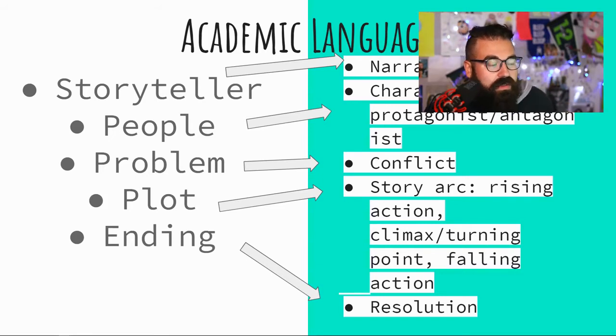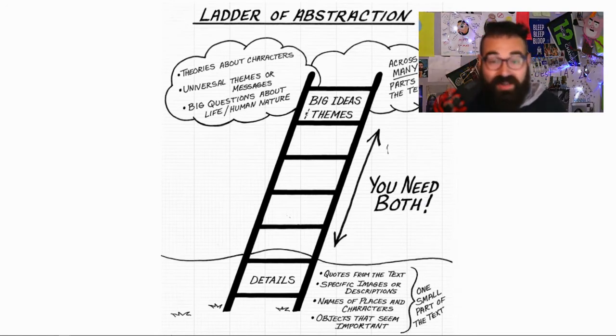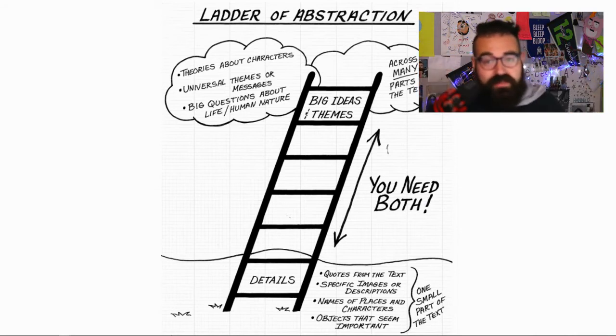Okay, so this should be a reminder from last time. We want to use these academic language terms on the right side, like protagonist and resolution, and definitely want to start to get into those story arc terms like rising action, climax, and falling action. In addition, last time we talked about how most of our time gets spent collecting details, maybe 90%, but then eventually we want to move on to that 10%. That 10% is where those big ideas come from, like universal themes or theories that we have about characters.